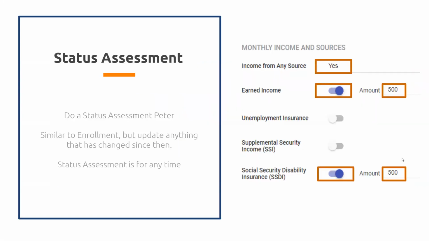So this will be really similar to the enrollment screen that we filled out earlier in the training. The fields will automatically populate for you with what you inputted during the enrollment process, so you will only need to make updates to the fields that you need. So let's say Peter is now working and we're going to do a status assessment to reflect his income. I'm going to change my previous answer for his income from any source from no to yes. And then I will toggle over what applies to him, which is earned income. I'm going to do the same for SSDI, and I'm going to set both to 500.